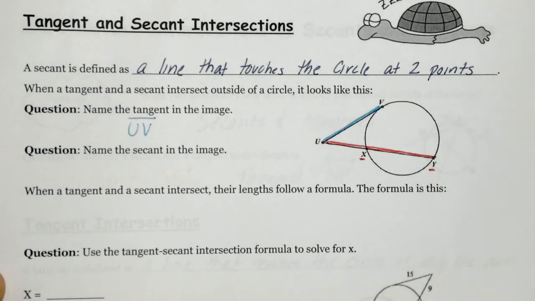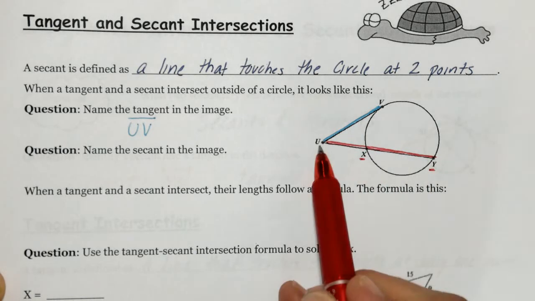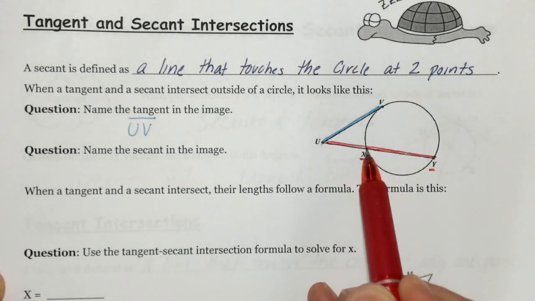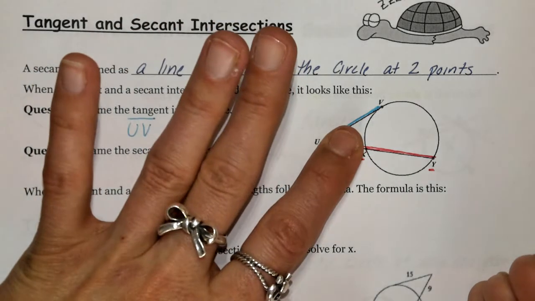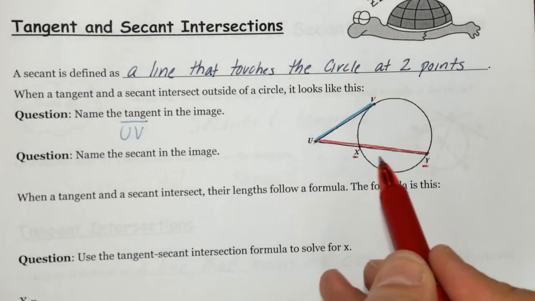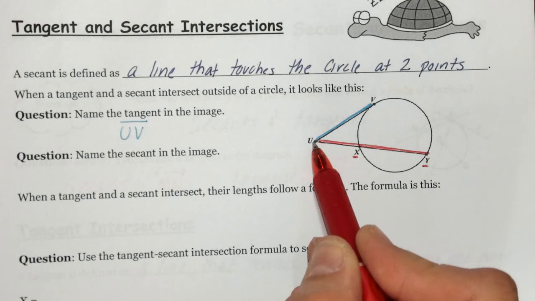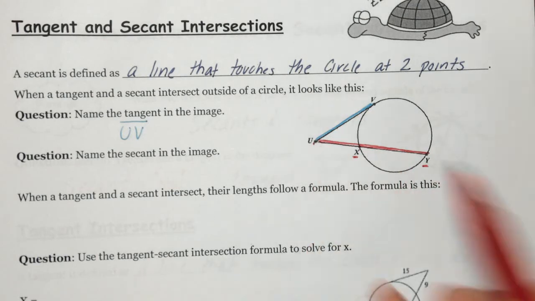So the name of this secant, we have to start with U. We cannot start with X. XY would be a chord because it never leaves the circle. Your secant slices into that circle. So we have secant segment UY.